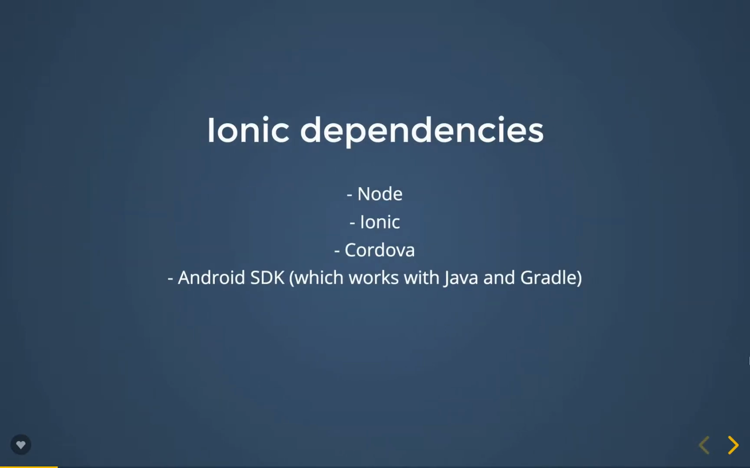Ionic depends on several different build tools because it's actually a collection of tools that you use for building mobile applications. It first of all depends on Node.js. It's mostly a JavaScript tool, Ionic. Of course, it also depends on Cordova. And in the particular case of developing Android apps, it depends on the Android SDK, which itself also depends on Java and a build tool called Gradle right now.